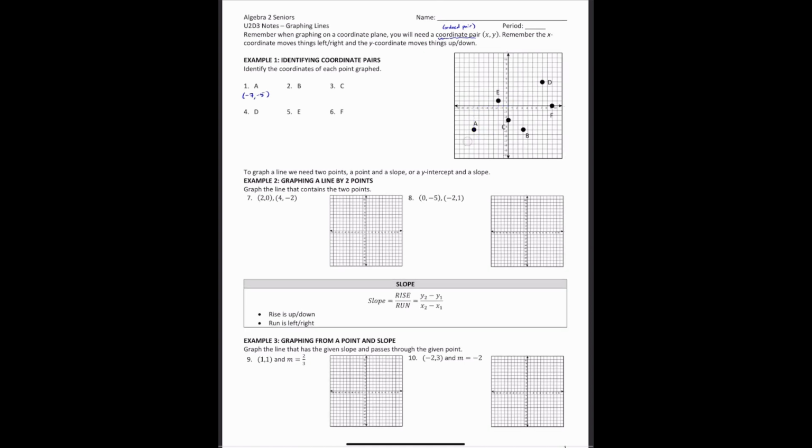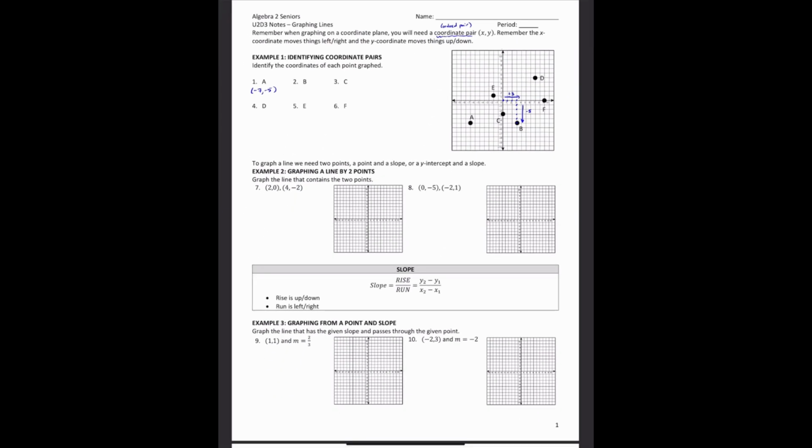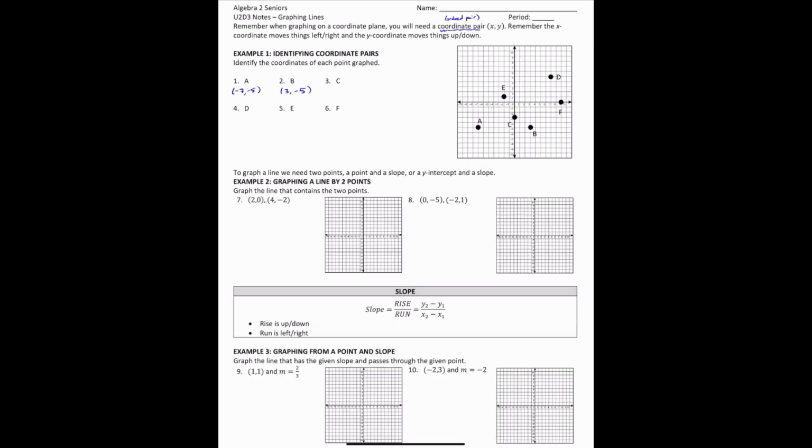Let's find point B. So starting from the origin, I'm going to go to the right. 1, 2, 3, and then I'm going to go down 1, 2, 3, 4, 5. Okay, so I went to the right 3, so that's +3, and then I'm going down 5, so that's -5. So that as an ordered pair or a coordinate pair in the form x, comma, y, that is +3, comma, -5.